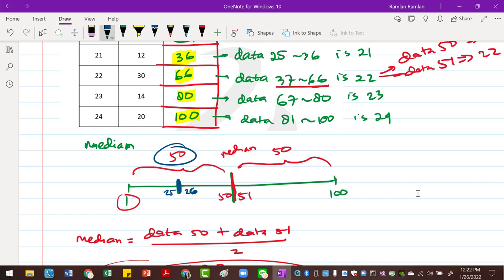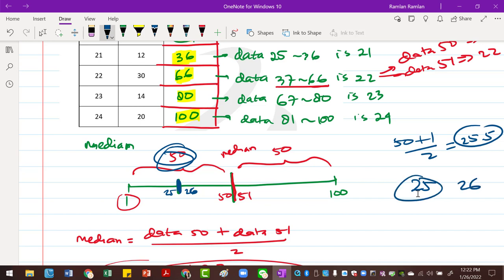Or the easiest way to do this is just 50, this guy, added with 1, over 2. 50 plus 1 divided by 2 is 25.5. 25.5 is in the middle of 25 and 26, right? So this is going to be quartile 1.